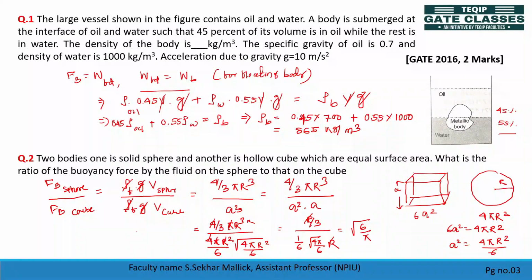That means buoyant force on sphere will be greater than buoyant force on cube. How much times? Root over of 6 by pi times. Okay. So you can write here buoyancy force of sphere is equal to root over of 6 by pi into buoyant force of cube. Put this in a box. And the condition is here surface area of the sphere and cube are equal. Okay. So can I move to next slide?